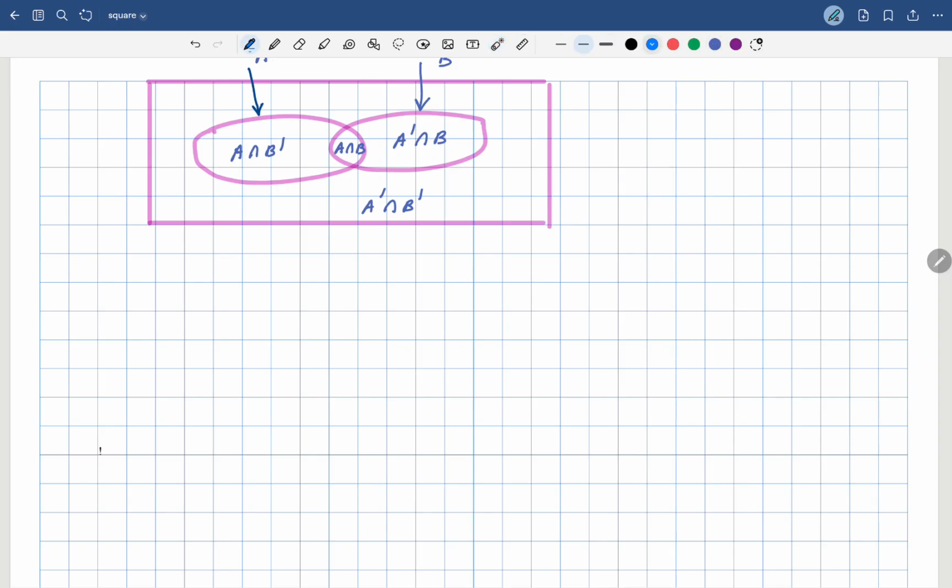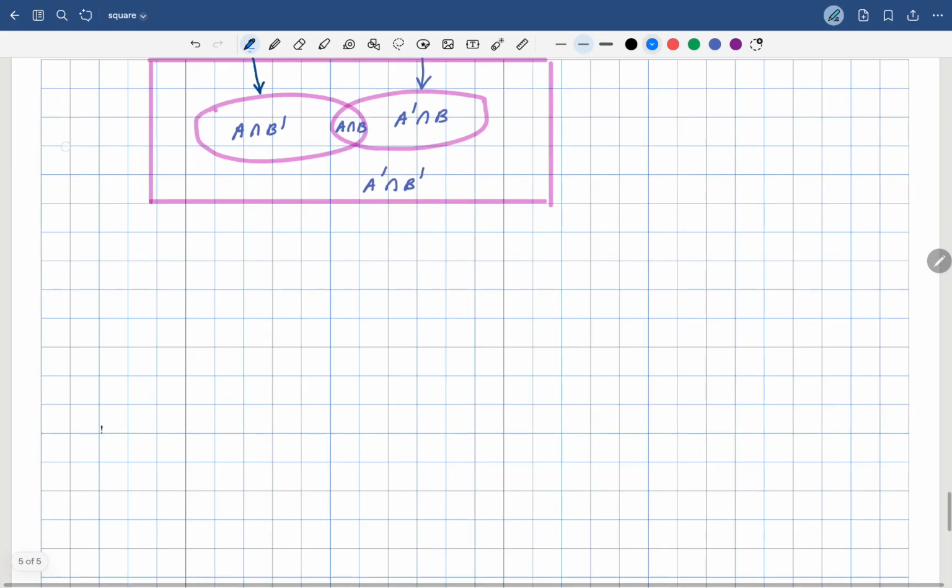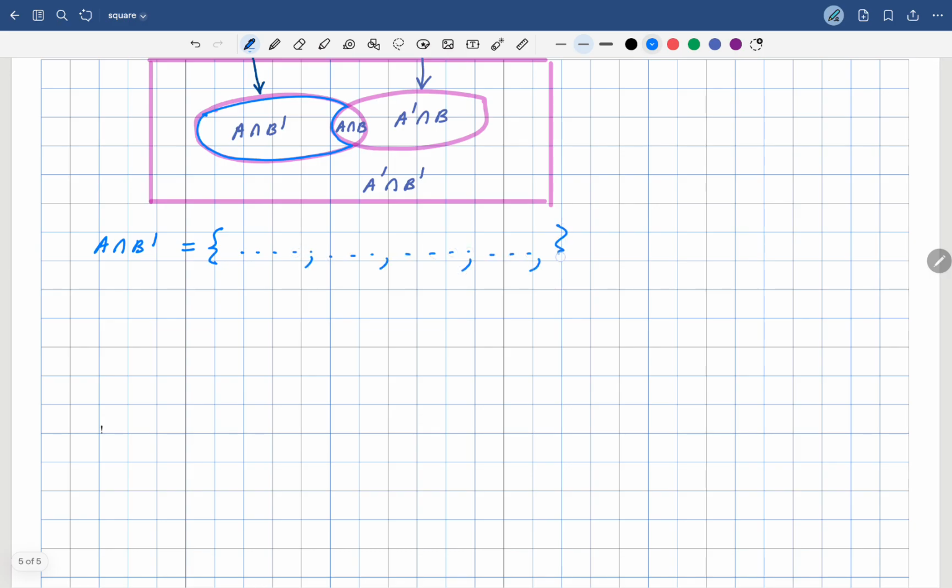Okay, so now we will try to understand how to find the probability. Consider A intersection B prime. So that would be this part. Now you can find the elements here. You write down the elements here, comma, second element, comma, third element, like that.